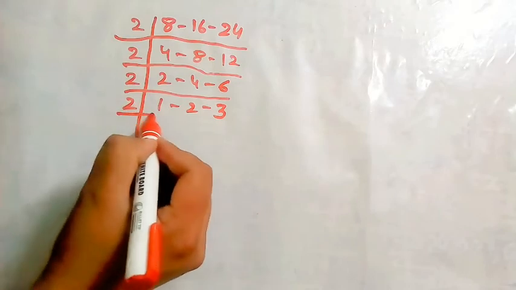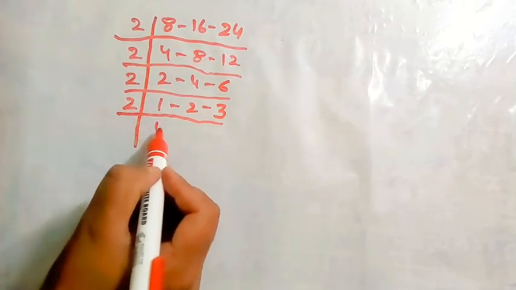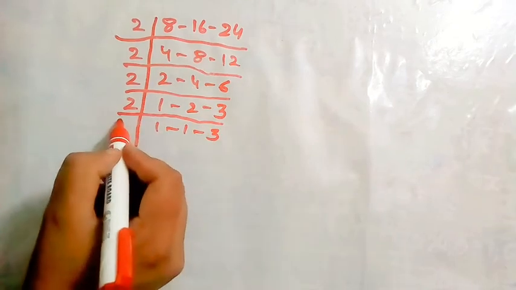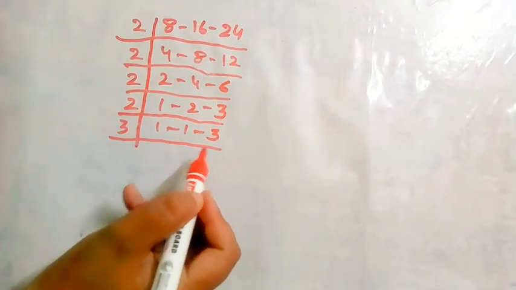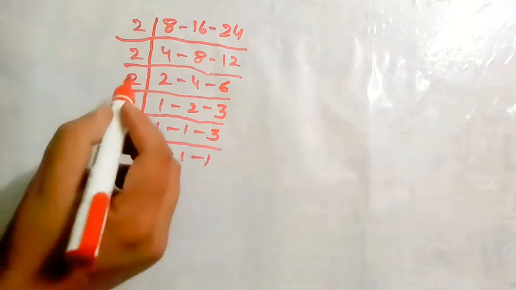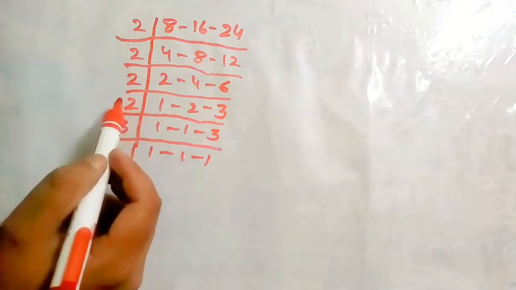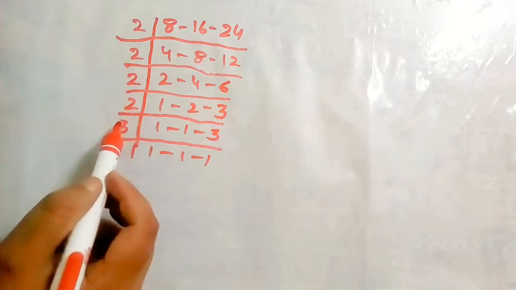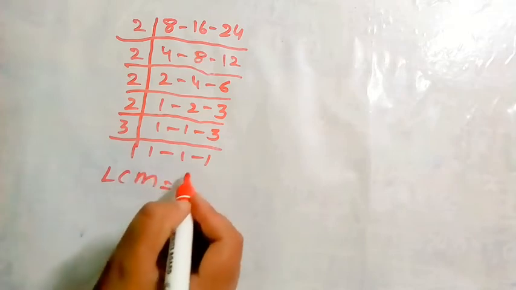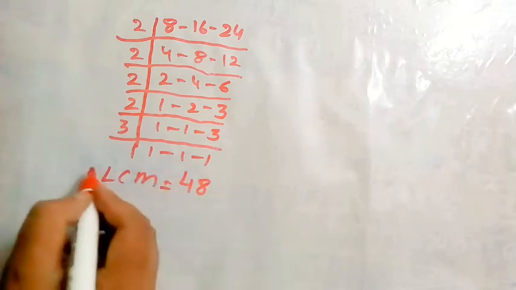By 2 again: 2 ones are 2, 2 ones are 2, and 3 as it is. Now by 3: 1 as it is, 1 as it is, and 3 ones are 3. So LCM is the product of all factors, which is 2 twos are 4, 2 fours are 8, 2 eights are 16, 3 sixteens are 48. So LCM will be 48.